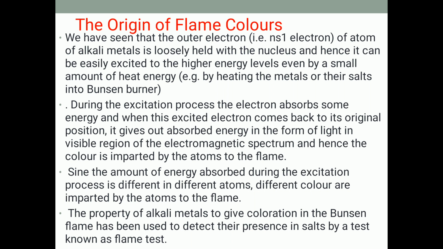During the excitation process, the electron absorbs some energy, and when this excited electron comes back to its original position, it gives out the absorbed energy in the form of light in the visible region of the electromagnetic spectrum, and hence the color is imparted by the atoms to the flame. Since the amount of energy absorbed during the excitation process is different in different atoms, different colors are imparted by the atoms to the flame.